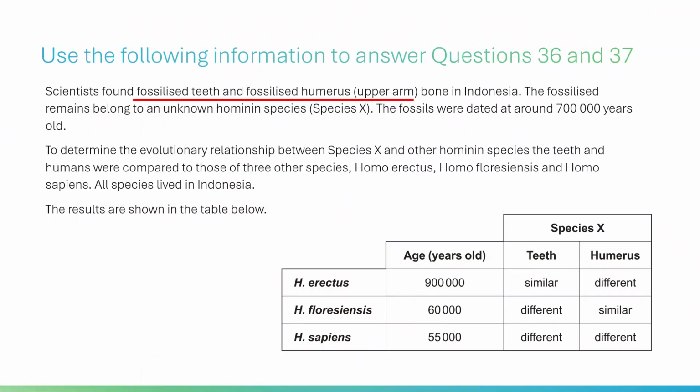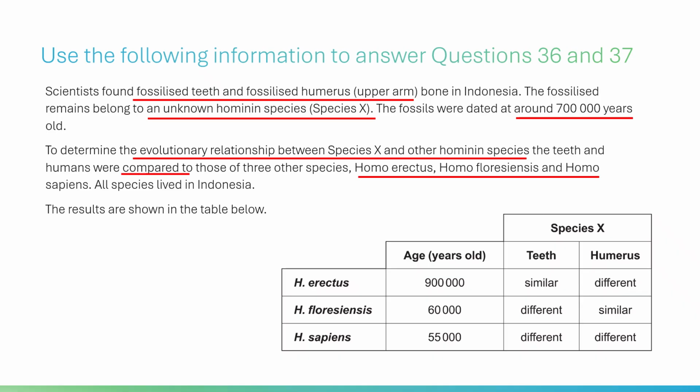Scientists found fossilized teeth and a fossilized humerus, upper arm bone, in Indonesia. The fossilized remains belong to an unknown hominin species, species X. The fossils were dated at around 700,000 years old. To determine the evolutionary relationship between species X and other hominin species, the teeth and humerus were compared to those of three other species: Homo erectus, Homo floresiensis, and Homo sapiens. All species lived in Indonesia. The results are shown in the table below.